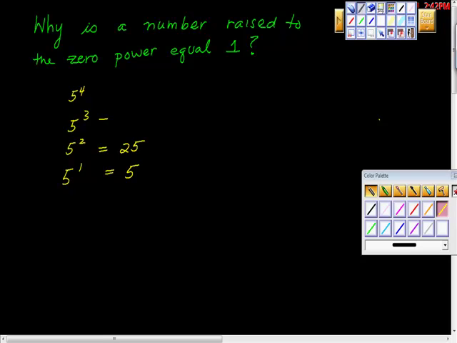5 to the 3rd power is 125, right? All I'm doing is 5 times 5 times 5 is 5 to the 3rd power. 5 times 5 is 5 to the 2nd power. And 5 to the 4th is 5 times 5 times 5 times 5, 4 times, yep. And 5 times 125 is 625. So it's 625, right? And then down here I get confused.